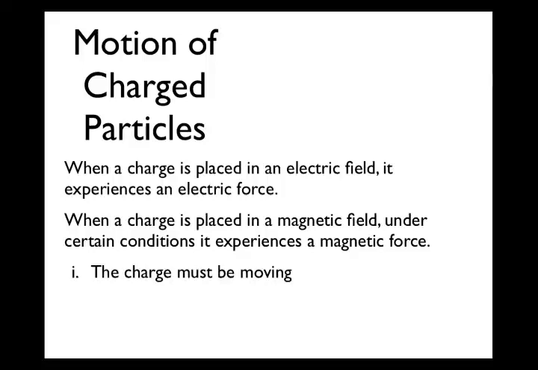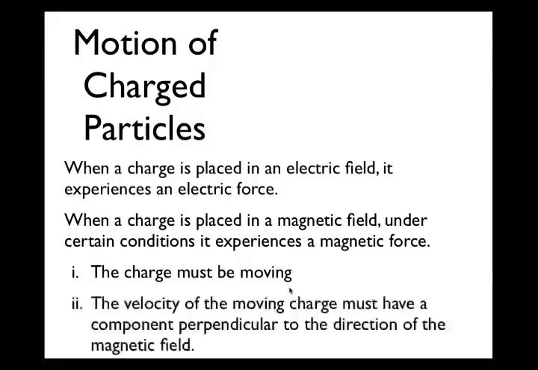So some things that we observe from the lab: the charge has to be moving. We needed that electron beam in the e over m apparatus in order to deflect that beam with the magnetic fields that we put near that electron beam. Also, it turns out that the velocity of the moving charge has to have at least a component, if not the entire vector, perpendicular to the direction of the magnetic field.